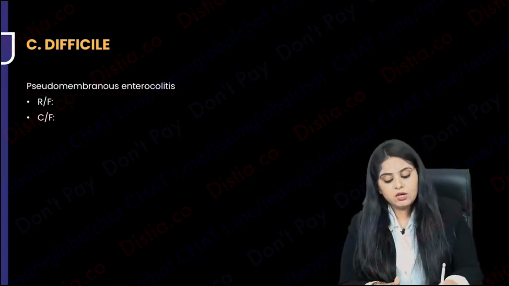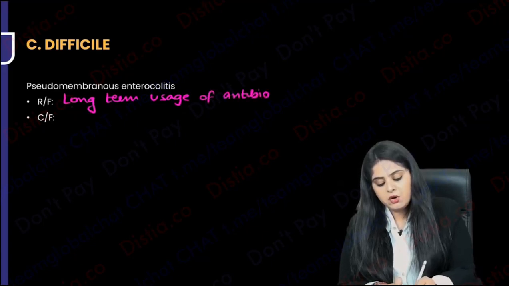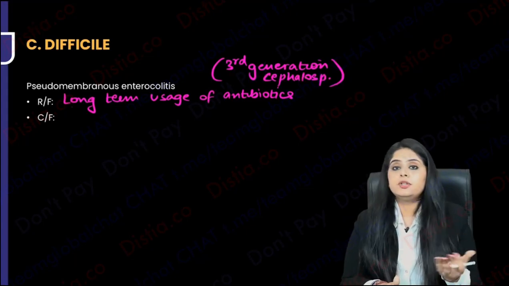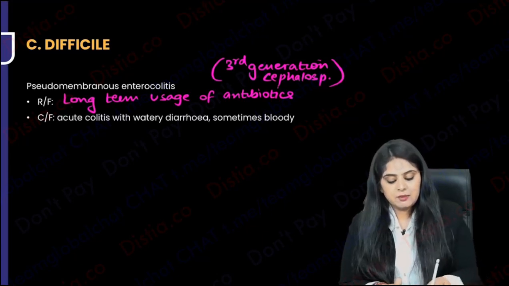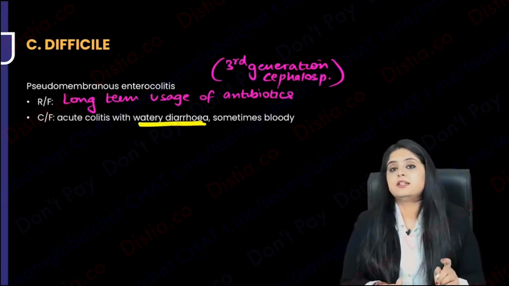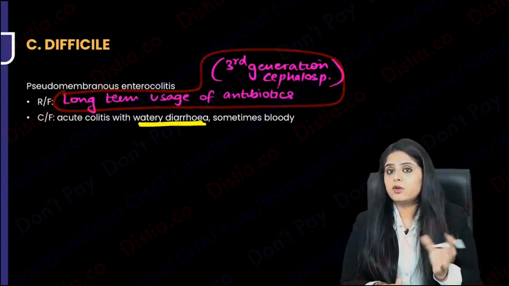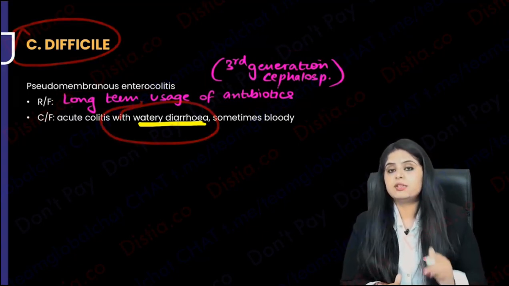Someone who has been on long-term usage of antibiotics. Just to give you an example, very commonly these antibiotics are third generation cephalosporins. The history will say that a person was prescribed cephalosporins. He continued taking it for 2-3 months without a doctor's prescription. As a result of which he landed up with watery diarrhea. Most commonly there is watery diarrhea. You will say that okay, because of this long-term usage of antibiotics, his gut flora got altered. He got infected with Clostridium difficile. He had watery diarrhea, and that is what he has come to me with.